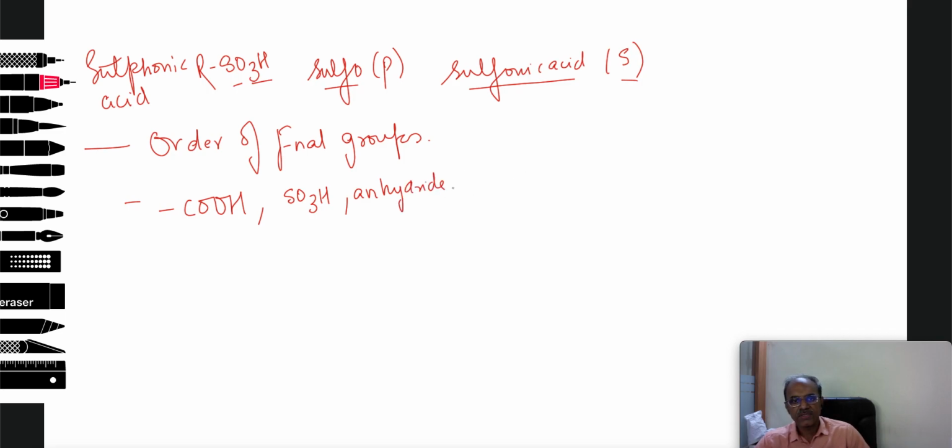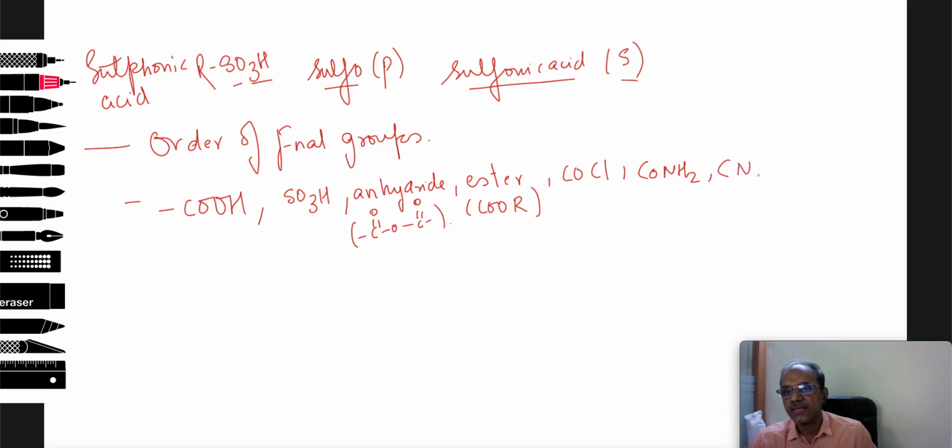Then comes ester. Ester in the sense COOR. You can say anhydride was C double bond O, C double bond O, anhydride, then ester, then COCl. Fine. Then comes CONH2. Then comes CN. Then comes CHO.